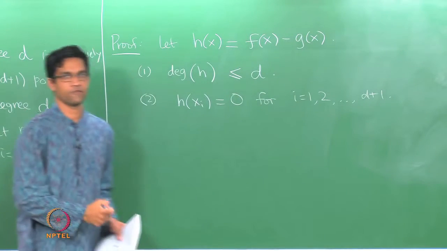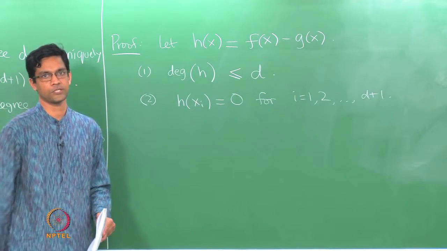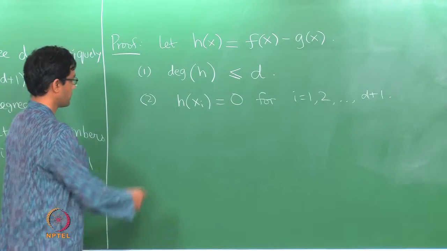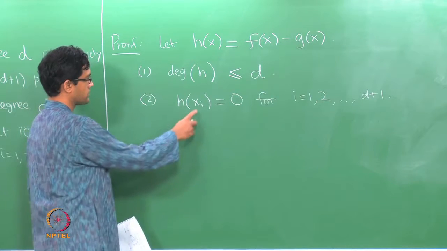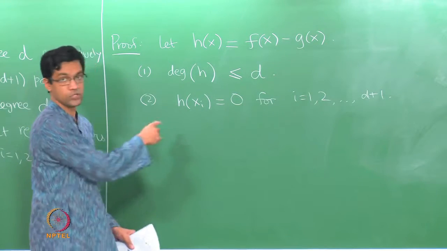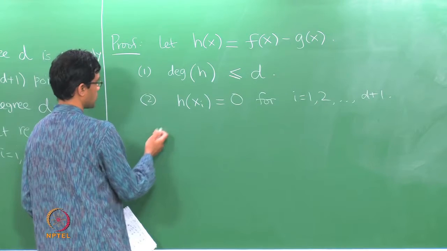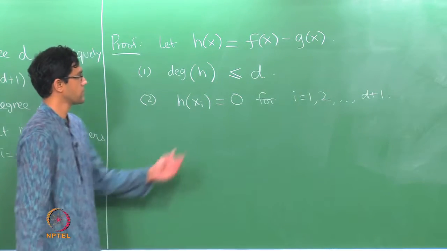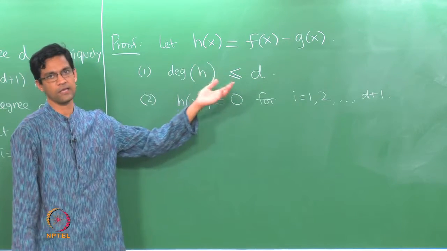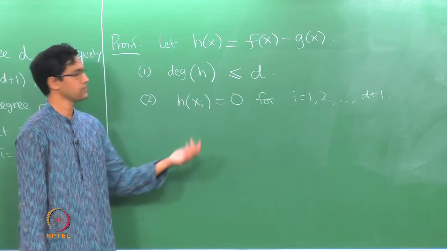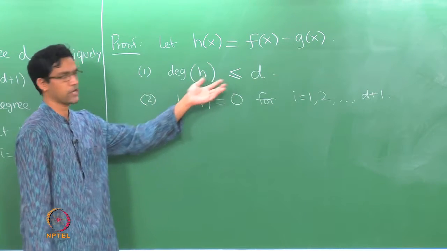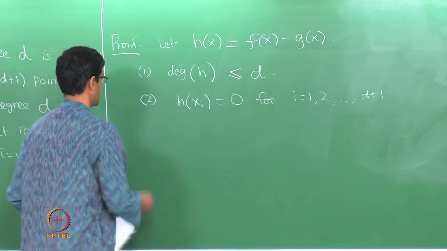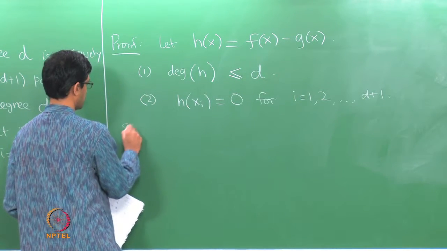Statement 2 is that h vanishes at these d plus 1 points x1, x2, till xd plus 1. Now, observe that the second statement means that these d plus 1 points are roots of this polynomial h. So, this already violates the thing we looked at last time, which is that a polynomial of degree d can have at most d distinct roots. So, here is a polynomial whose degree is at most d. So, it could not possibly have more than d roots.